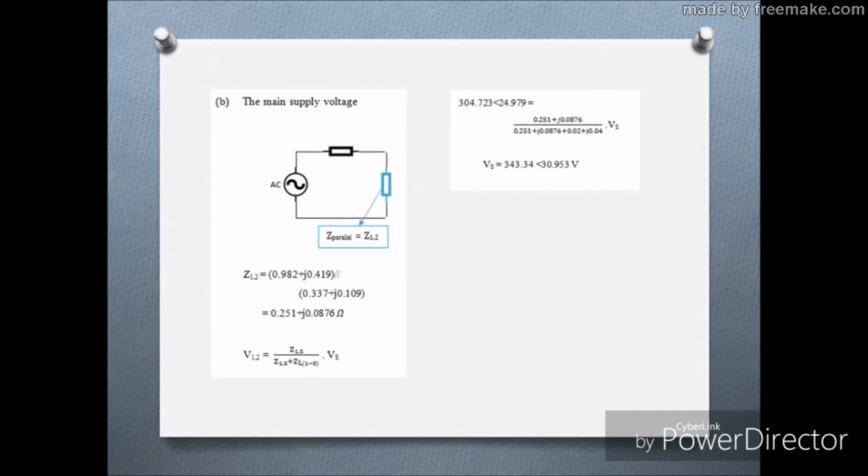So we move to question B, which is the main supply. So we have to calculate the total of Z here after we parallel and sum it up. Then we got this final Z parallel. Then by using the formula of current divider rule, we're gonna find Vs over here. So we have already known V over here. Then we're gonna substitute the value that we have, and we got the answer Vs.